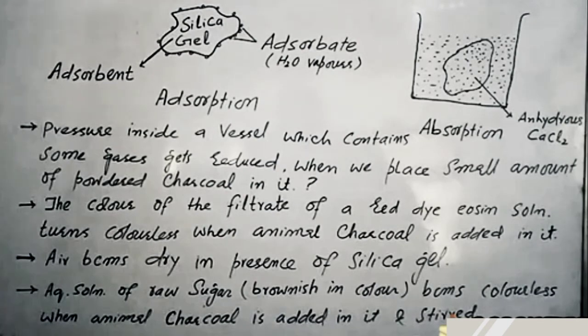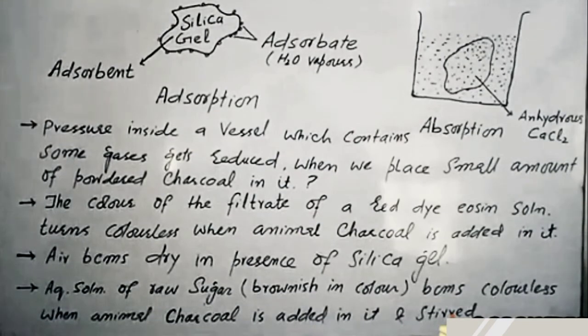You can easily observe adsorption. See, if you have a vessel which contains a few gases like carbon monoxide, hydrogen, nitrogen, oxygen, and now you are putting a small amount of powdered charcoal in it, you will observe that the pressure after adding this small amount of powdered charcoal will get reduced. It will be lesser than the earlier pressure when there was no powdered charcoal in it. So why is it so? It is because when we add this small amount of powdered charcoal, it acts as an adsorbent. It will adsorb the various gases which were present in the vessel.